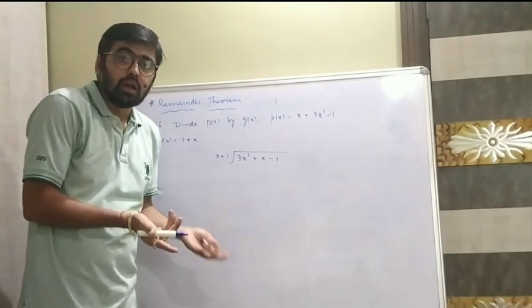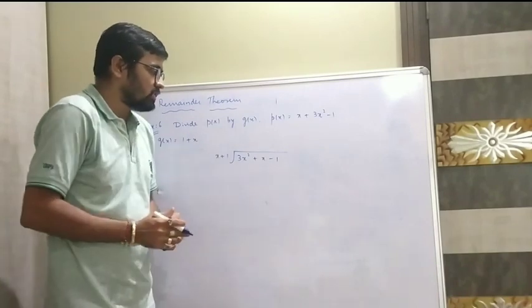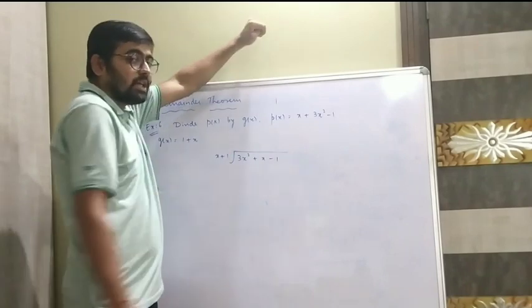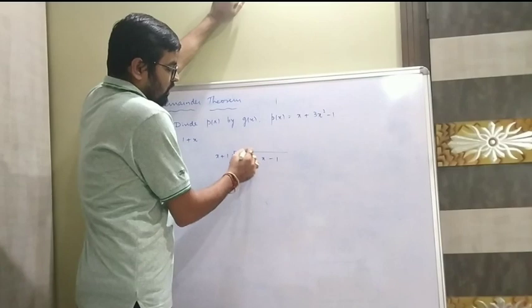Now how can I do that? I don't know at all. We don't know how to do this. Okay, let me put it this way. If I want to divide this particular polynomial by this linear polynomial, how can I do it? So find out what is the first term of this dividend.